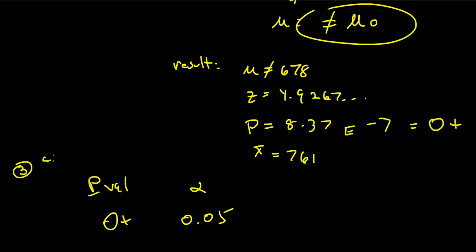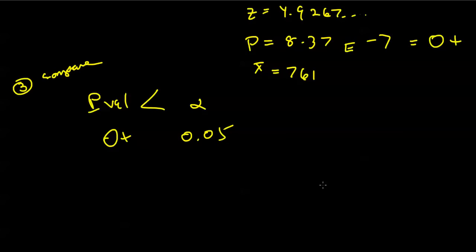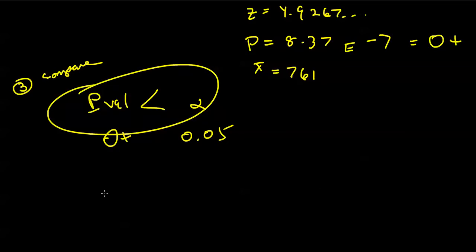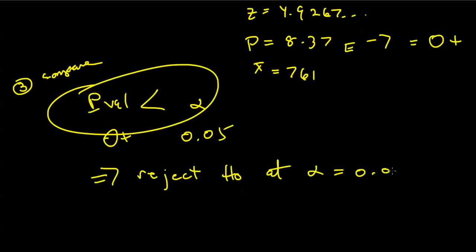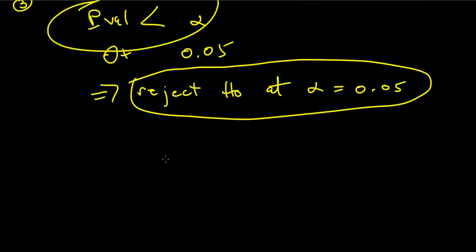This is step 3, compare and conclude. Of course, my p-value is less than alpha here, and small p-values suggest H0 is false. How small? You might say smaller than alpha. So if your p-value is smaller than alpha, we reject H0. And probably a good idea to put your significance level in your final answer, because that might change your answer depending on the significance level chosen. Reject H0 at alpha equals 0.05.